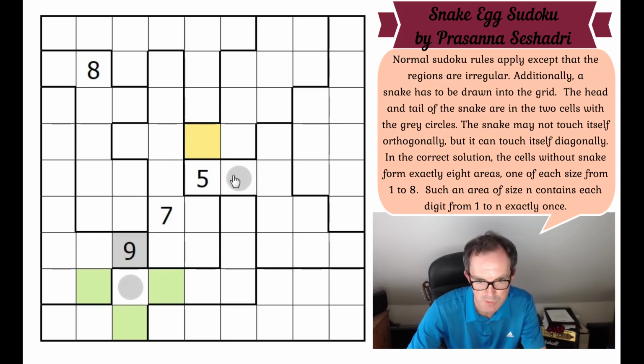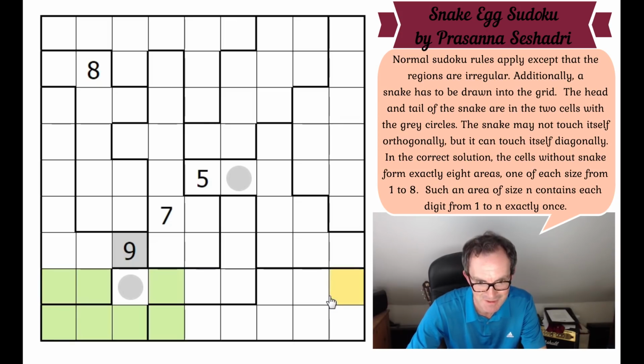I can't tell the difference. Maybe you guys can tell me which is the head and which is the tail. But I can't introduce more heads and tails. So this cell, if this was snake, that would be creating another head or tail of the snake. That's not allowed. This cell would be creating another head or tail of the snake. Not allowed. These two cells now would be creating more heads and tails of the snake.